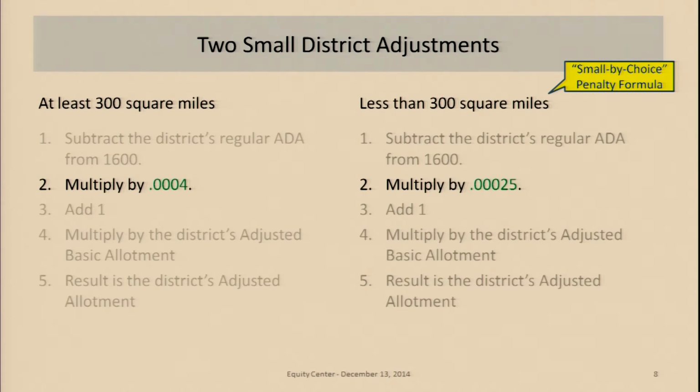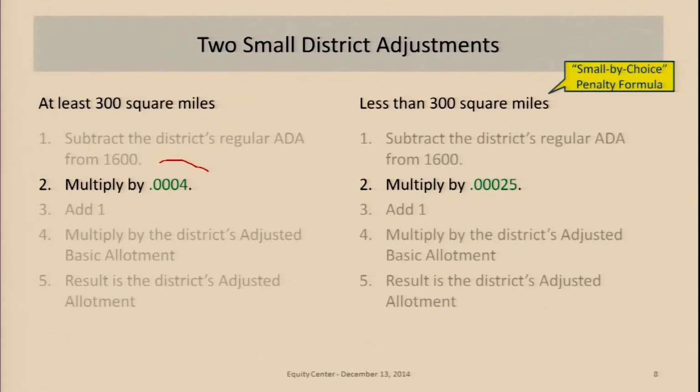Now, looking at just the small district adjustment, there are two of those. One is when you have 300 square miles or more geographically, and the other is when you have less than 300 square miles. Back in the early 80s, there was a movement to encourage, for lack of a better word, consolidation of school districts. So they said if you have fewer than 300 square miles, you're close enough, you can consolidate with a neighbor, and you would have more kids, and therefore you wouldn't have as great of a diseconomy of scale. So there was a penalty that was put in place.